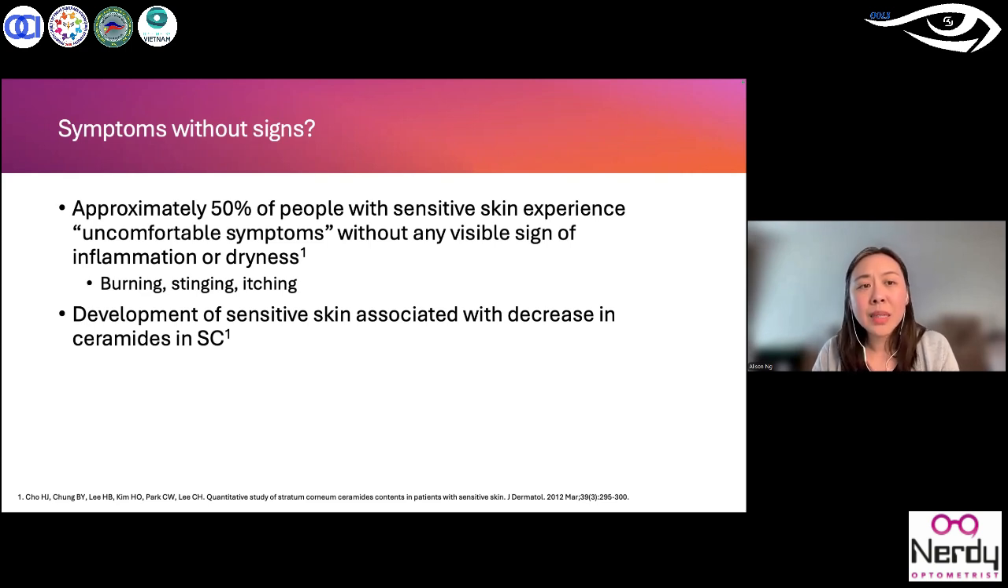But what we do know is that the development of sensitive skin is associated with a decrease in ceramides in that layer of the stratum corneum. So like I said, that's the mortar that we talked about at the very start of this presentation. There's a lack of one of the particular types of components within that, and as a result, it can lead to the development of these symptoms. This might be a pre-inflammatory, pre-clinical stage that these patients might be undergoing, and we just can't quite see it yet.